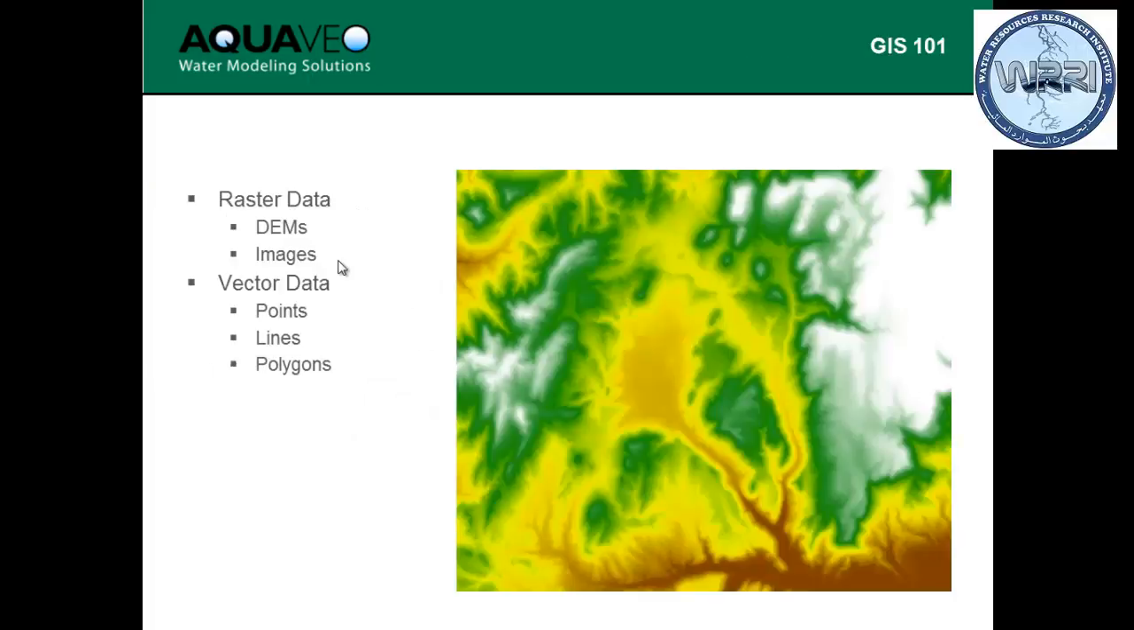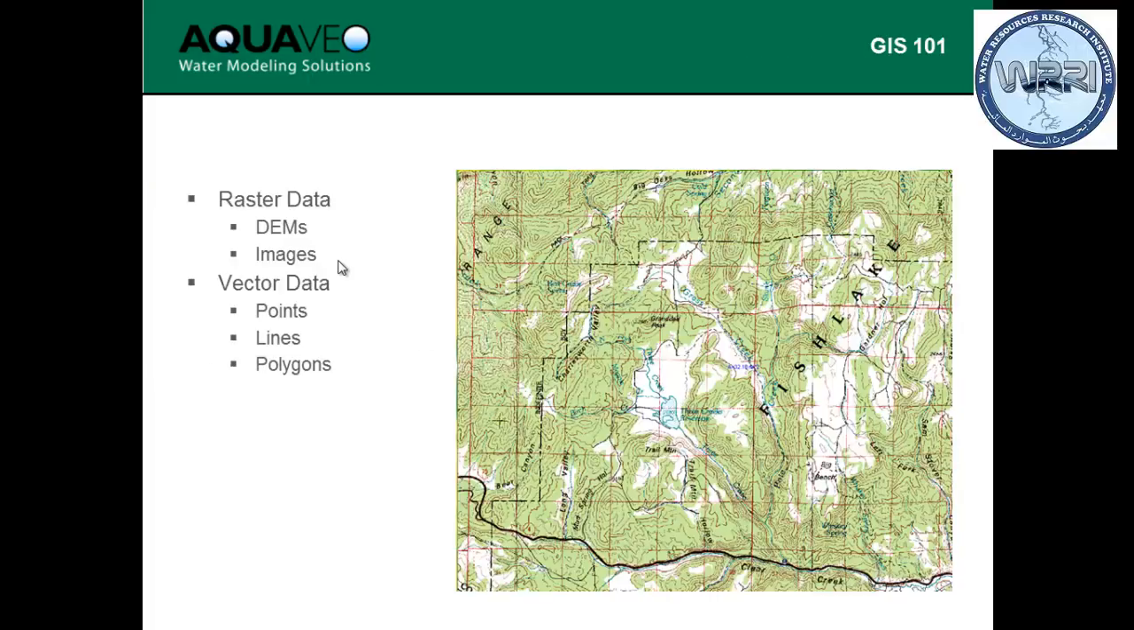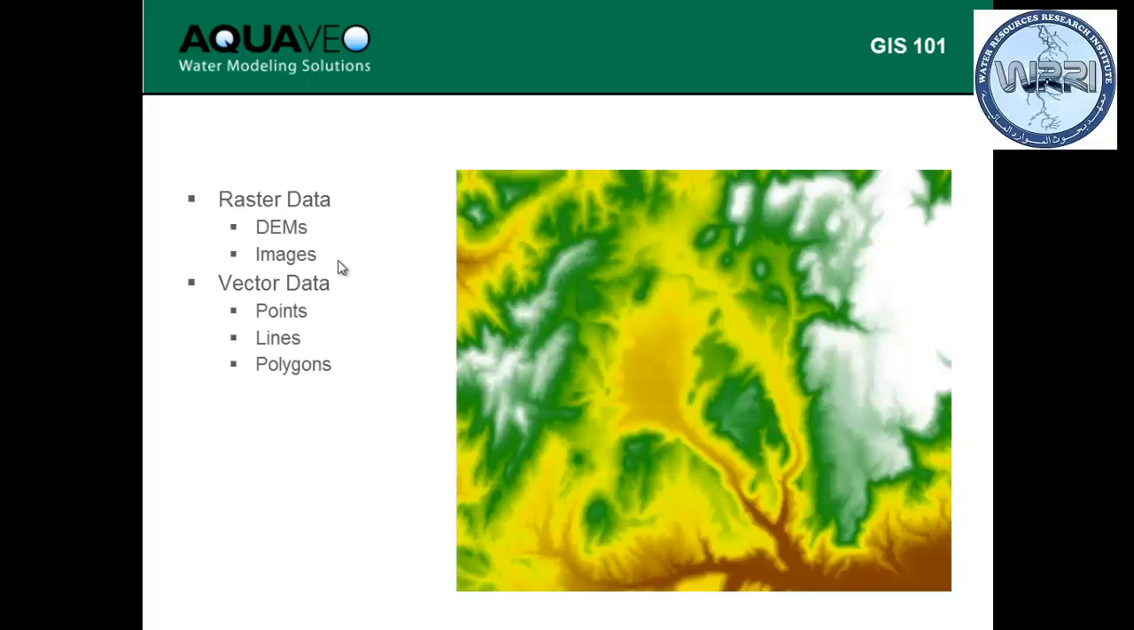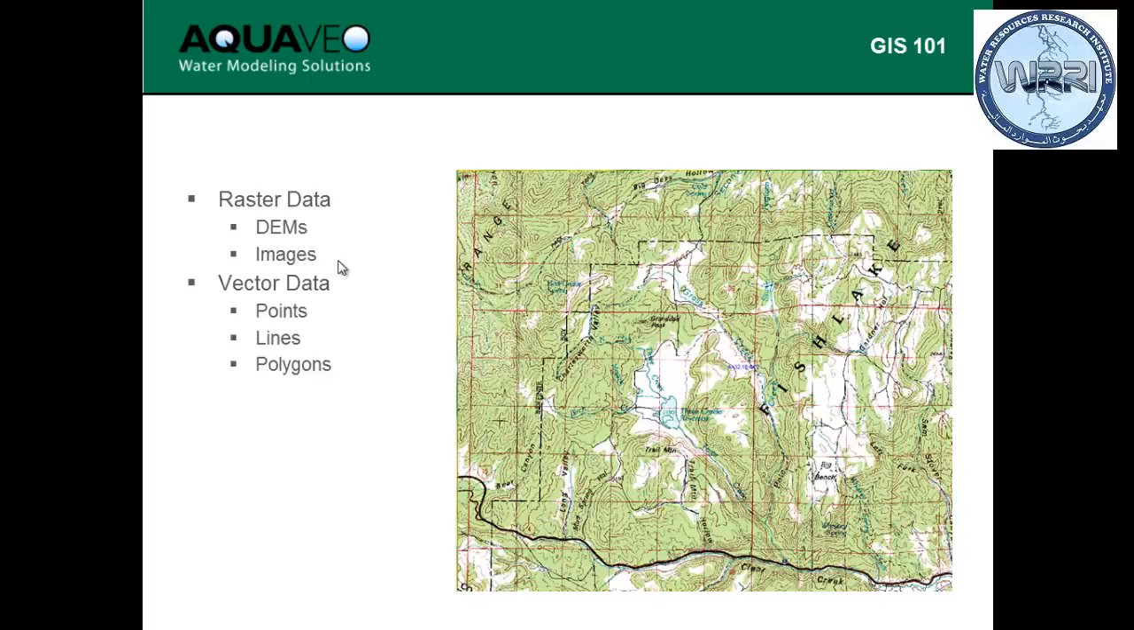So we've already talked about raster. These are rasters. This is a DEM. This is a topo map, a topographic map. That's a raster.